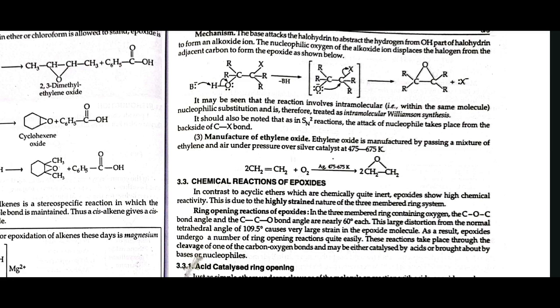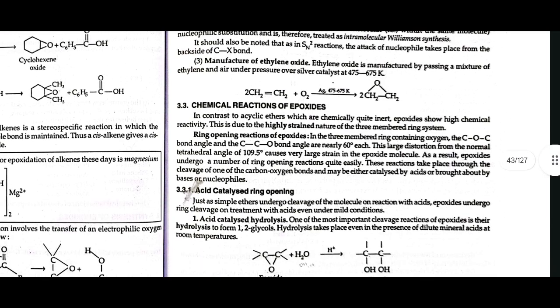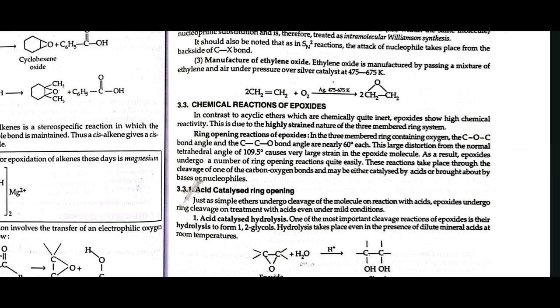Ethylene oxide is manufactured by passing a mixture of ethylene and air under pressure over silver catalyst at 475 to 675 Kelvin. Chemical reactions of epoxides. In contrast to acyclic ethers, which are chemically quite inert, epoxides show high chemical activity. This is due to the highly strained nature of the three-membered ring system.